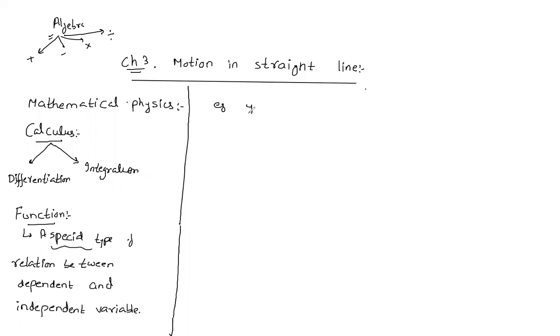For example, you have this equation y is equal to 3x. Here y is a variable, x is a variable, but 3 is a constant. We call x the independent variable. Y is the dependent variable.